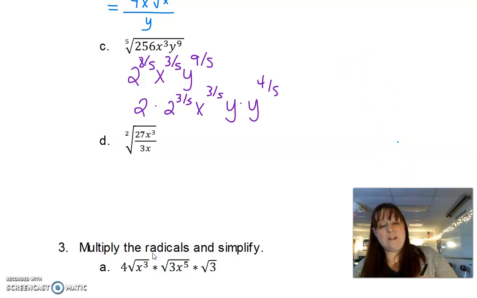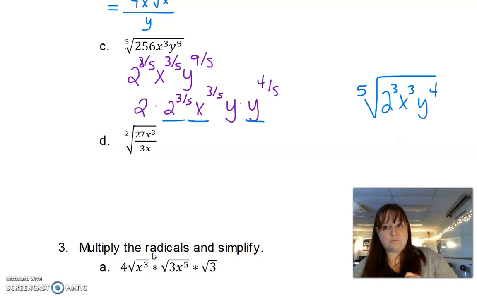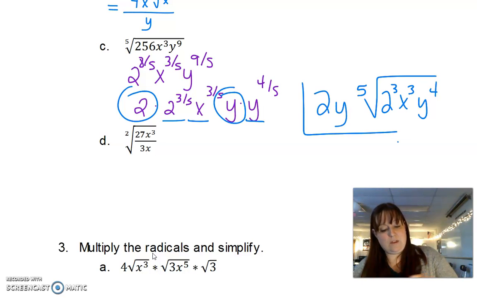Well, what still is a radical? This is still a radical, this is still a radical, and this is still a radical. So that goes underneath the radical symbol: 2 cubed x cubed y to the 4th. And what is not still a radical? That is not still a radical. That's outside, right? We took those out because we took the 5th root of them. So that is 2 times y on the outside.